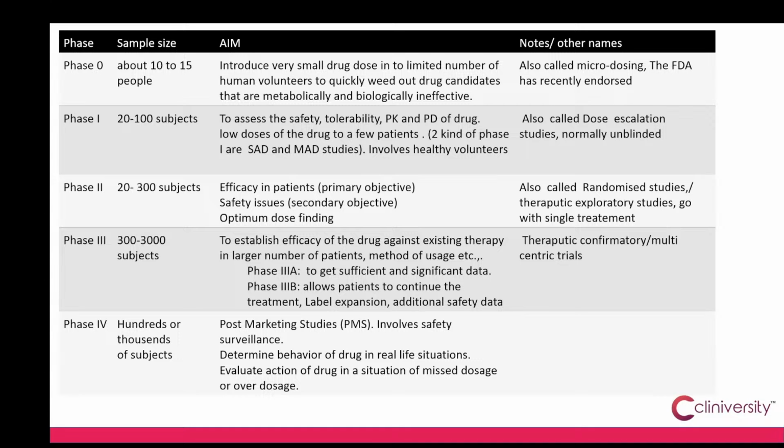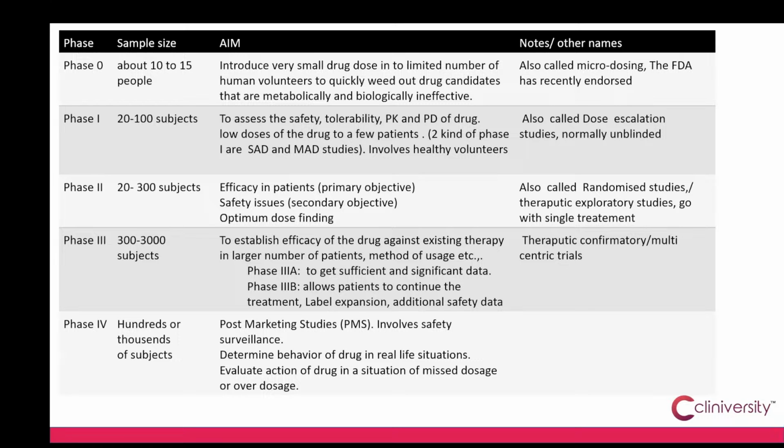Let's see the main aim comparison. In phase 0, we are introducing a very small drug dose into a limited number of human volunteers to quickly weed out drug candidates or drug molecules that are metabolically and biologically ineffective. And phase 1 is to assess the safety, tolerability, pharmacokinetics, and pharmacodynamic properties of the drug, giving low doses of the drug to a few patients.